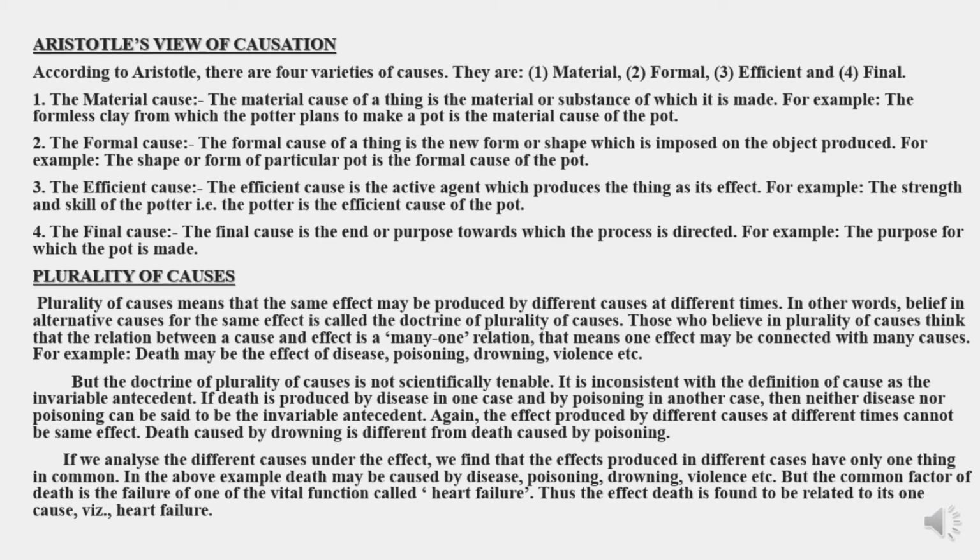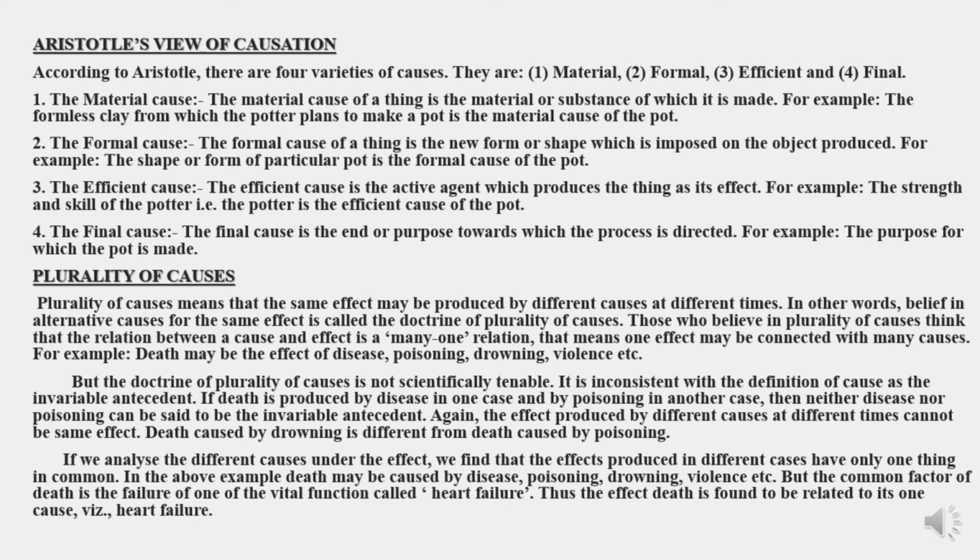What is formal cause? The new form or shape which is imposed on the object produced is called the formal cause. For example, the shape or form of a particular pot is the formal cause of the pot. Or the weaver takes a bundle of threads and impresses on it the form of a particular cloth. That is the formal cause.